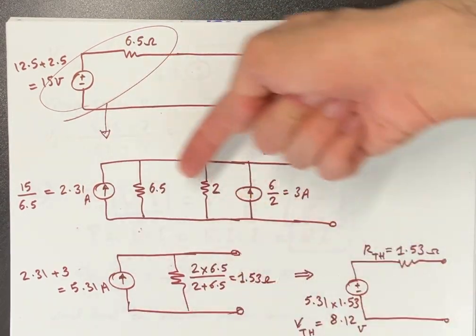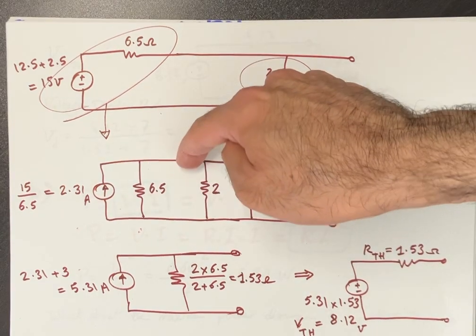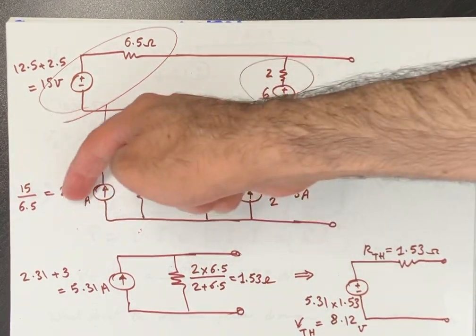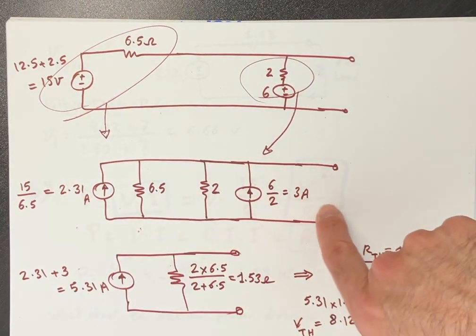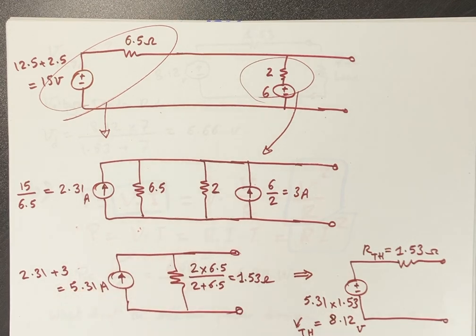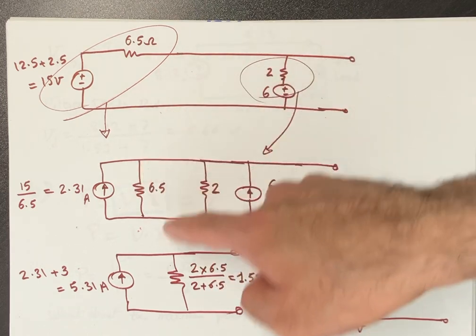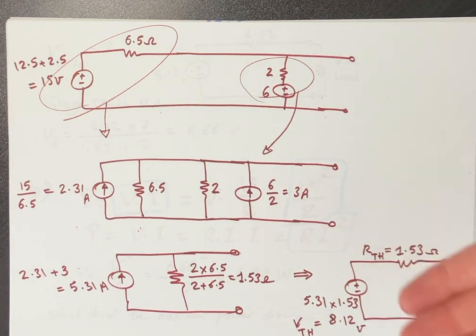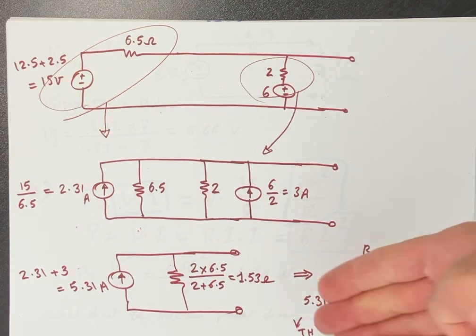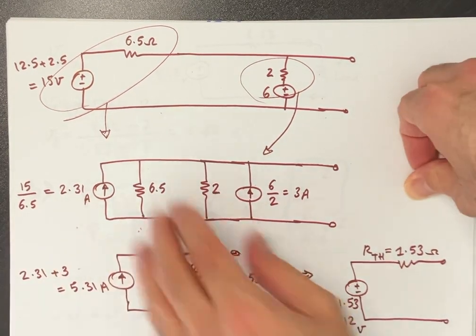Next step is, again, there are two current sources in parallel. Both of them are injecting current to this node, so you add the currents to have the total current. 2.31 plus 3 equals 5.31. And there are two parallel resistors. You can calculate the equivalent one. Multiply them and then divide by the sum. You get 1.53 ohm. So this is your final Thevenin model. Voltage source and the resistance, VTH and RTH.